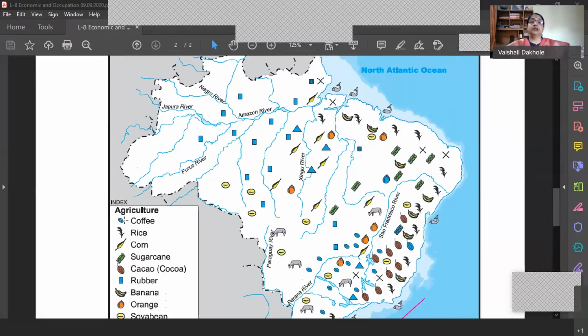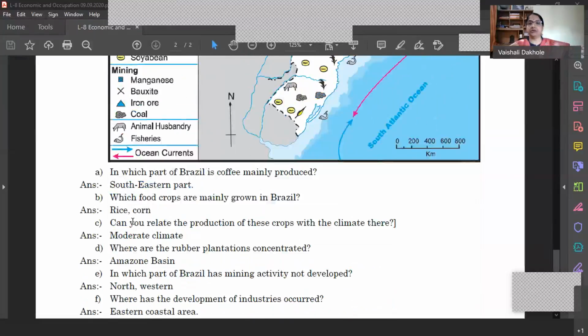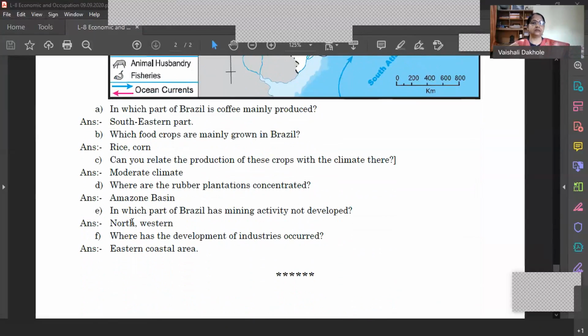Now, rubber requires very high temperature and heavy rainfall. Very hot and humid climatic conditions are required for rubber production. So these conditions are available in the equatorial region, that is the Amazon basin. And therefore rubber production we find mostly in the Amazon basin. So that is the answer.